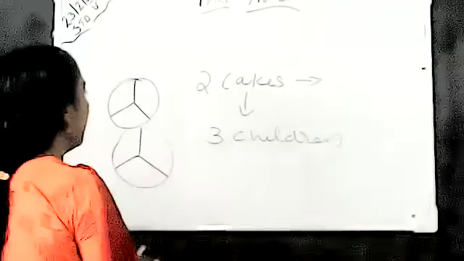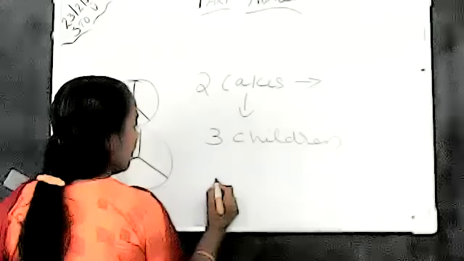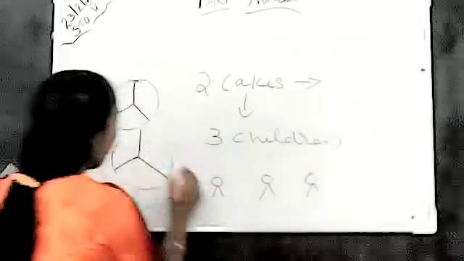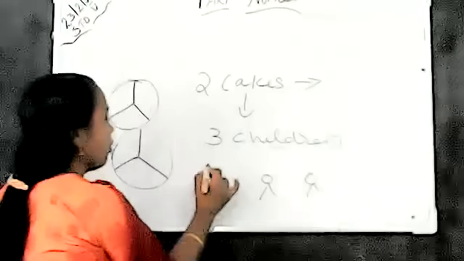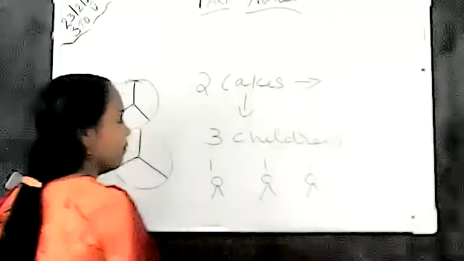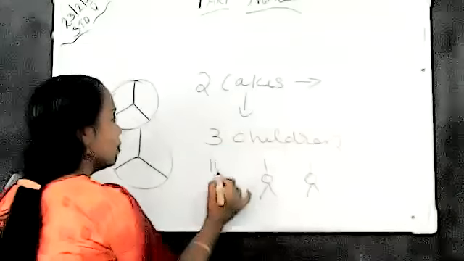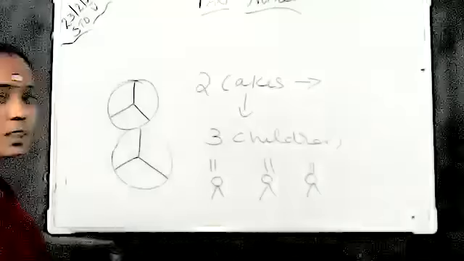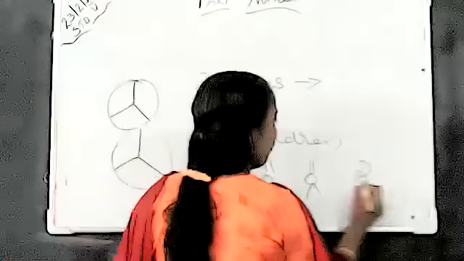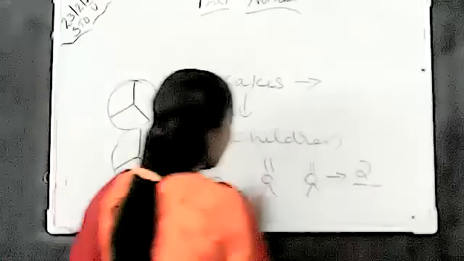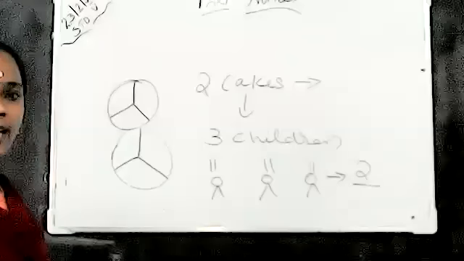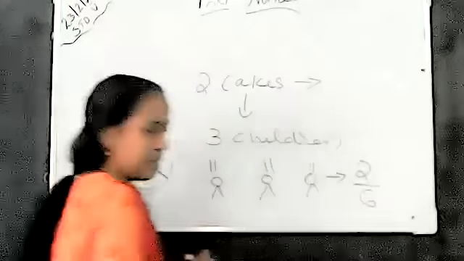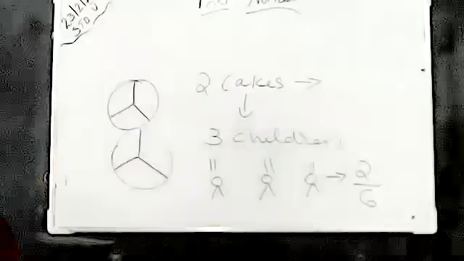There are three children. I cut the first cake and give 1, 1, 1. Next the second cake again, 2, 2. How many pieces did each get? Two pieces. All of them got 2 pieces. What is the fraction? Total how many pieces? Six pieces.